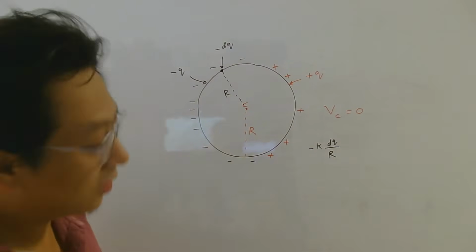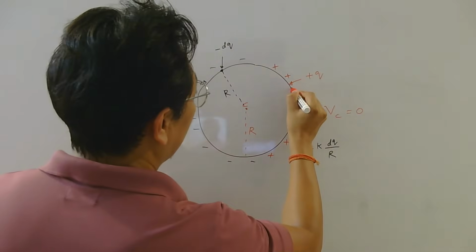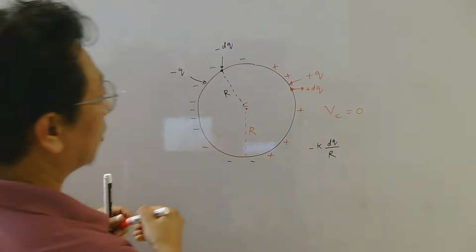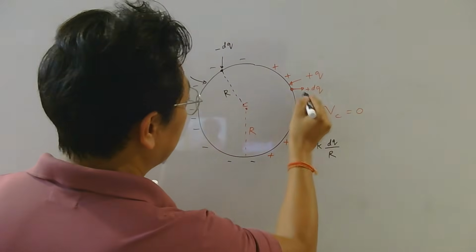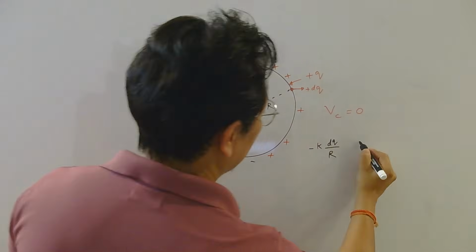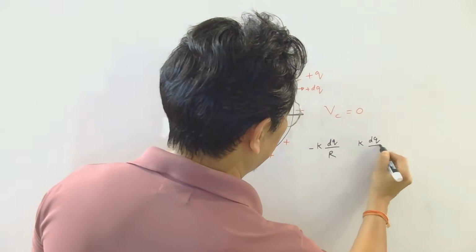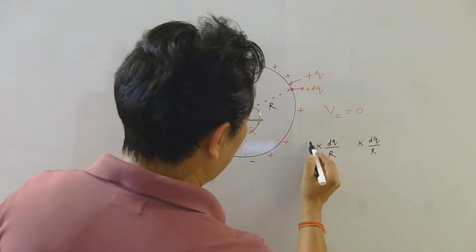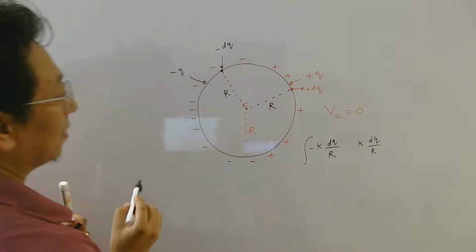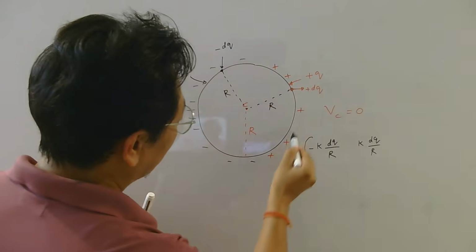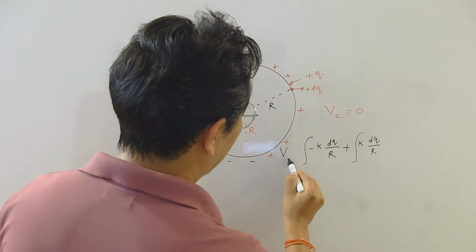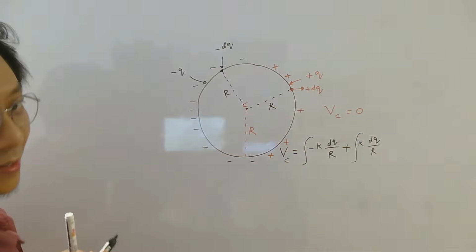So similarly, if you take potential due to a plus dq charge here, what will be the potential due to this plus dq charge at this point? This is also at a distance r. So it will be k plus dq by r. Now when you find it due to all the negative charges, we have to integrate this. And when you want it due to all the positive charges, we have to integrate this and then add. So that will be the total potential at the center.